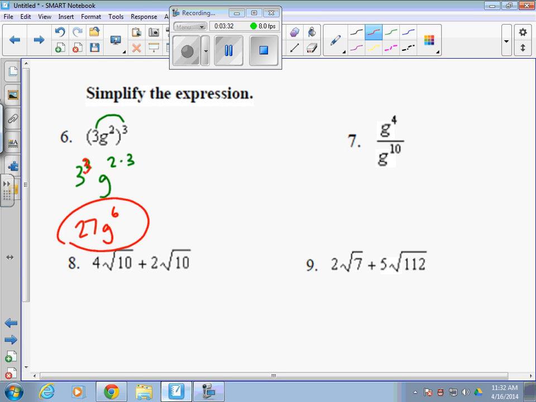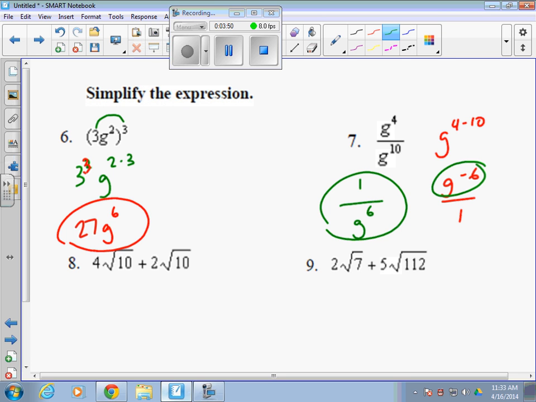G to the 4th divided by g to the 10th means this is division now. G to the 4 minus 10, which is g to the negative 6. You can't leave it as a negative exponent, so make it ride the elevator. It's over 1. When it goes down, 1 stays on top. It becomes 1 over g to the positive 6.